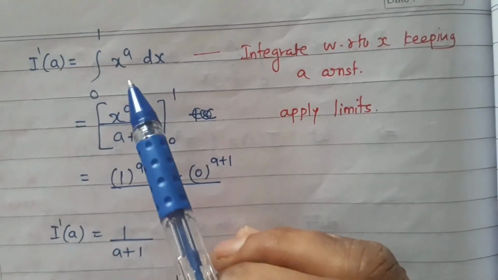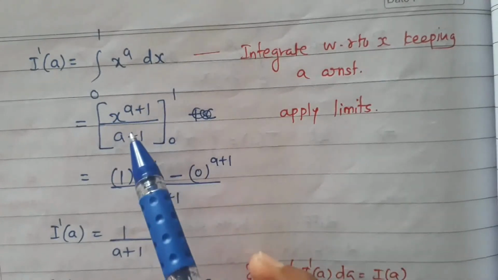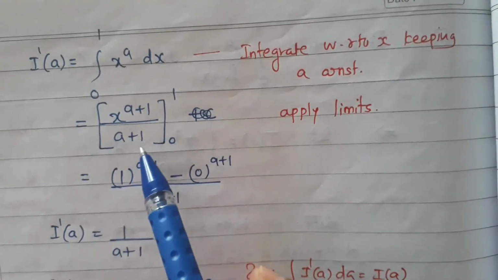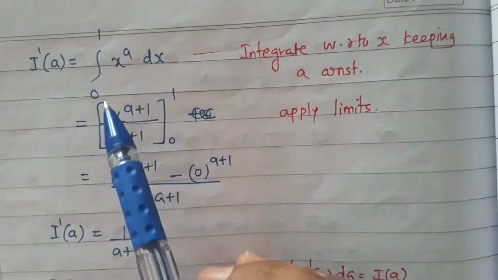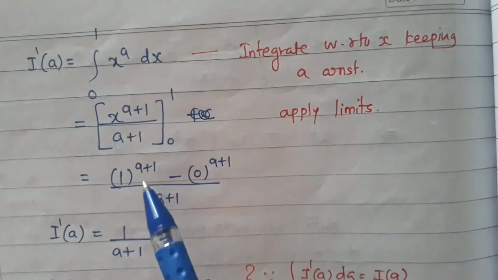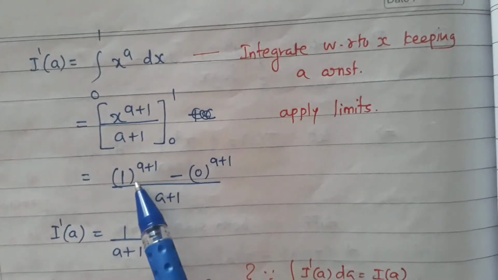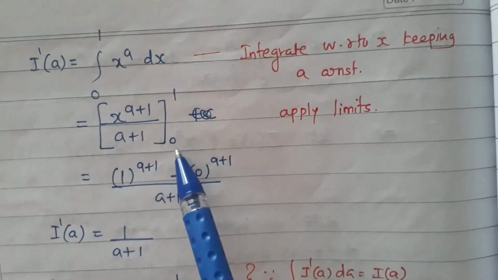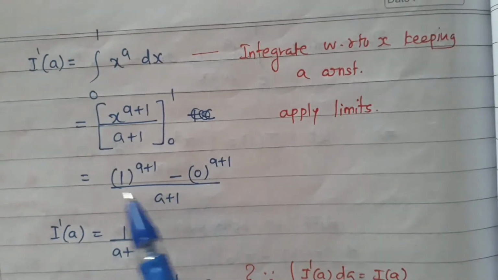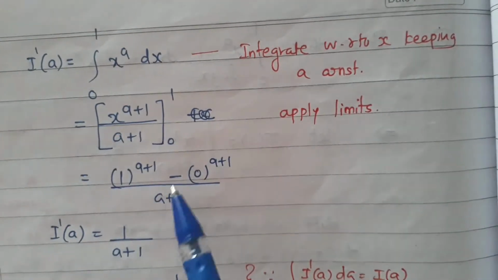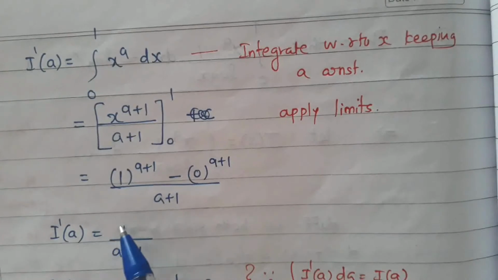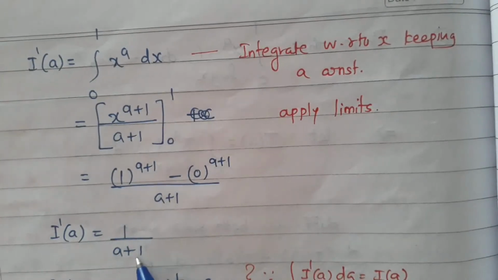Integration of x raised to a is x raised to a plus 1 upon a plus 1. Apply the limits 0 to 1. Instead of x, apply the upper limit as 1, and instead of x, apply the lower limit as 0. Place all the values here. 1 raised to something is equal to 1, minus 0. So I dash of a is equal to 1 upon a plus 1.